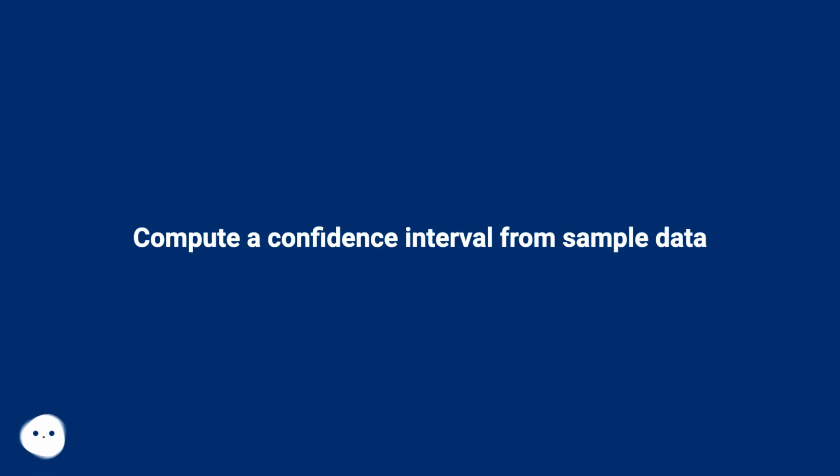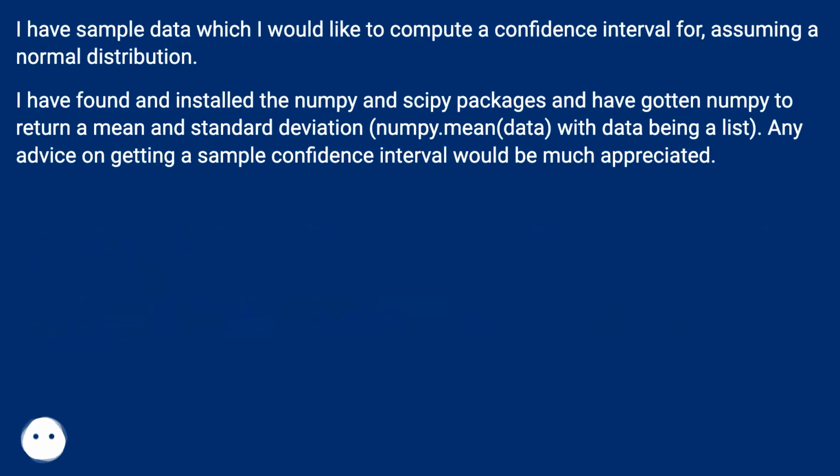Compute a confidence interval from sample data. I have sample data which I would like to compute a confidence interval for, assuming a normal distribution. I have found and installed the numpy and scipy packages and have gotten numpy to return a mean and standard deviation, numpy.mean(data), with data being a list. Any advice on getting a sample confidence interval would be much appreciated.